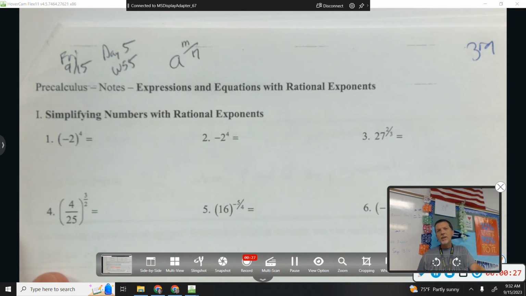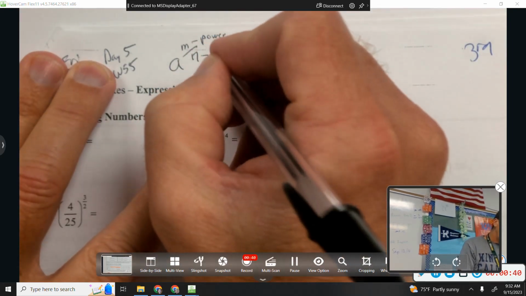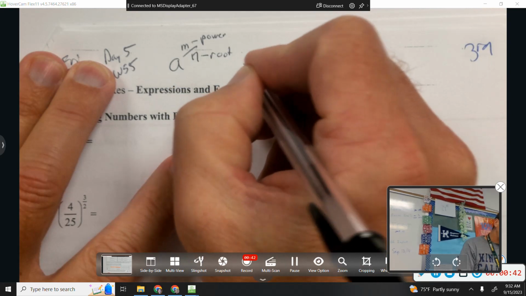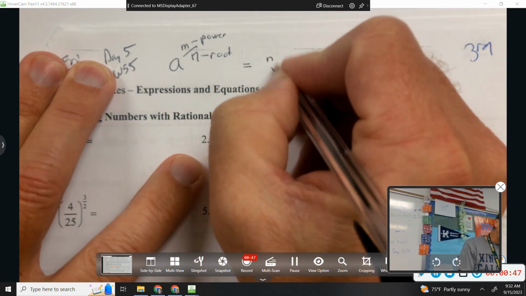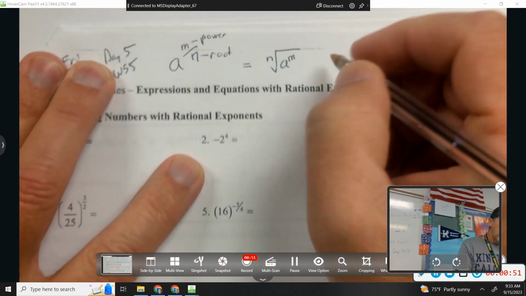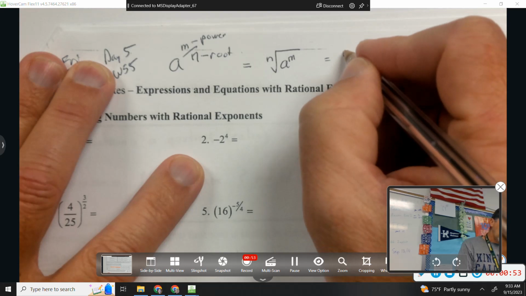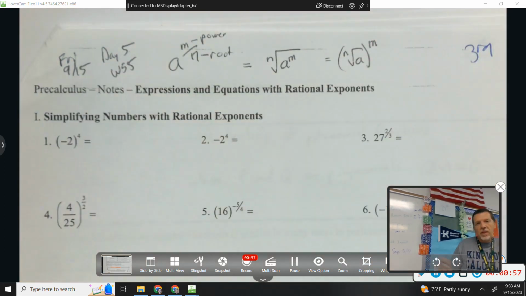All right, a to the m over n. Do you remember what the m and the n do? Which one is which? M is the power, and n is the root. The flower power thing. So if you wanted to write it as a root, it would be the nth root of a to the m. Or it could be the nth root of a, all to the m. Those are the same thing.